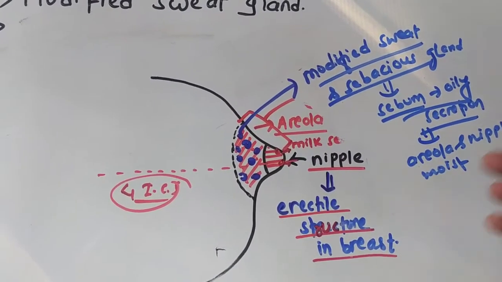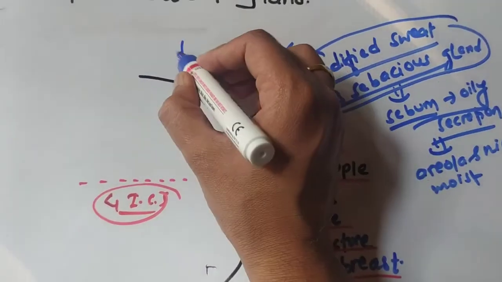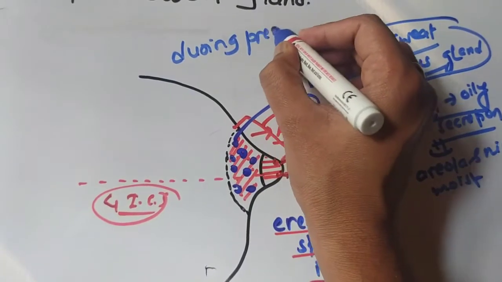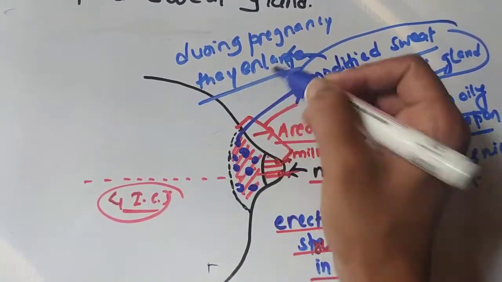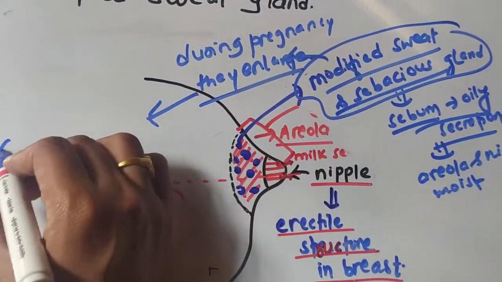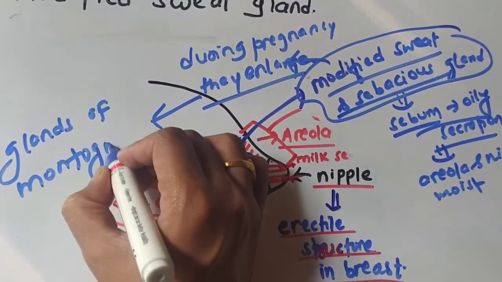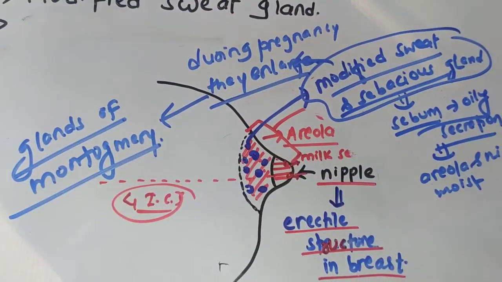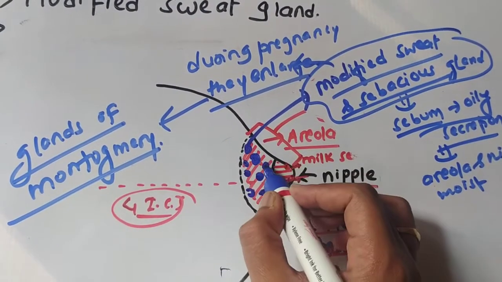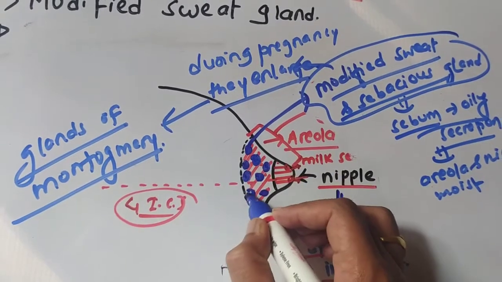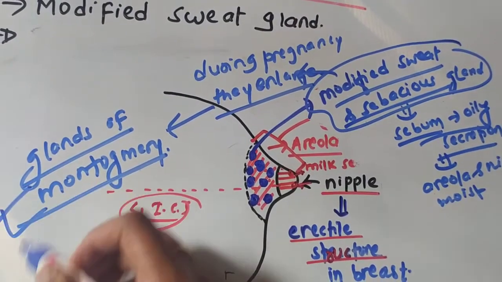Another thing, these modified sweat and sebaceous glands get enlarged during pregnancy, and now they are also known as glands of Montgomery. So what are glands of Montgomery? The sebaceous glands and the sweat glands, when they enlarge during pregnancy, are also known as glands of Montgomery.